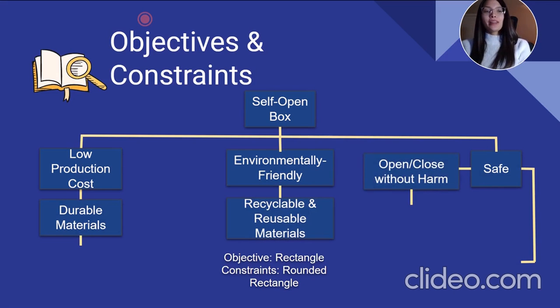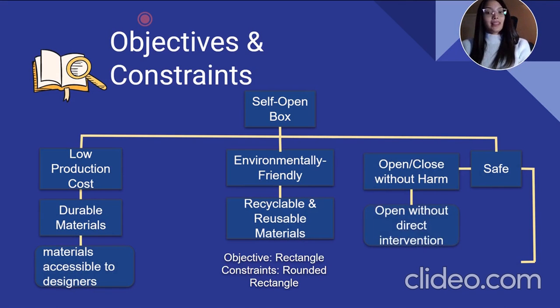Then we incorporated the constraint that our design must meet. The box should be built with material accessible to the designer, those provided in the M250 course kit. And then the box should open without direct intervention. That is to be self-opening as a person or object approaches. And finally, the box shouldn't have any sharp edges.